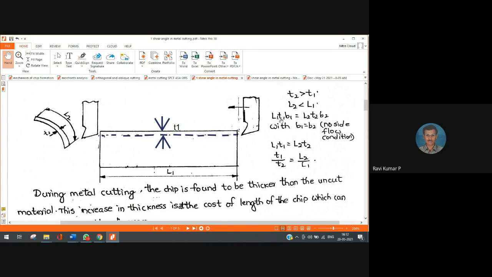So if I talk about the volume constancy, L1 T1 B1 is equal to L2 T2 B2. So with B1 is equal to B2, which we call it as no side flow condition, I may observe that L1 T1 is equal to L2 T2. And the rate of thickening of the chip is equal to the rate of reduction in the length. One I call it as chip thickness ratio. Other I call it as chip reduction coefficient. There is a term known as chip reduction coefficient.